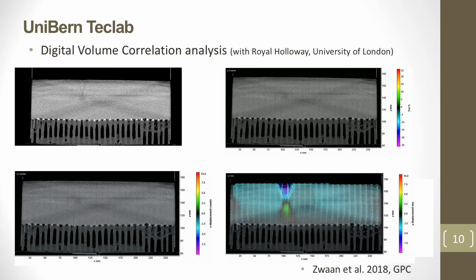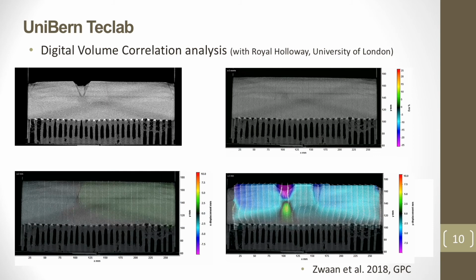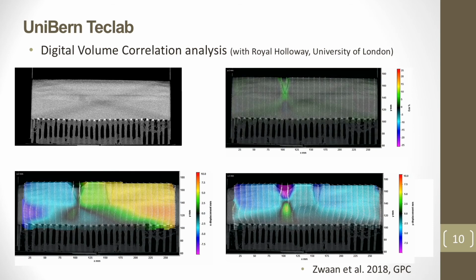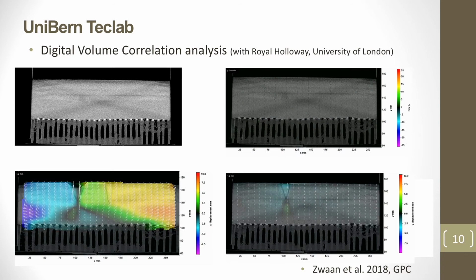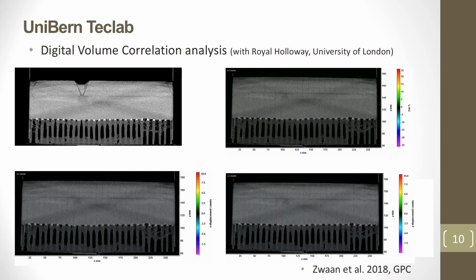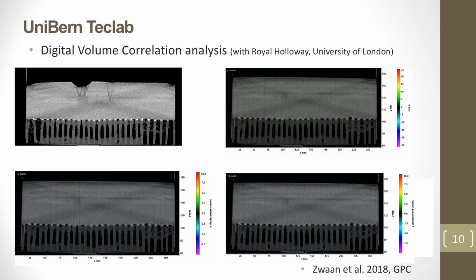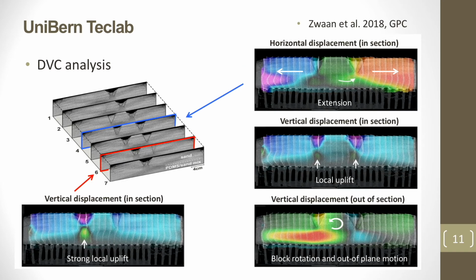We can not only show you a nice video depicting the internal structures developing, but we can also start calculating and tracing displacement and deformation in these models by means of digital volume correlation in collaboration with Royal Holloway, University of London. This digital volume correlation can be used to really quantify deformation in 3D within the model. So not just horizontal in section, vertical in section, but also vertical out of section, really in 3D.